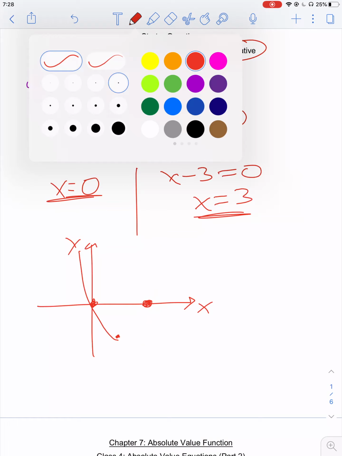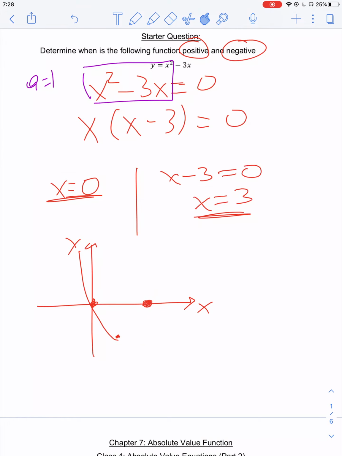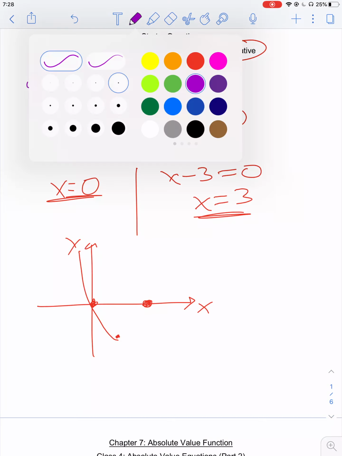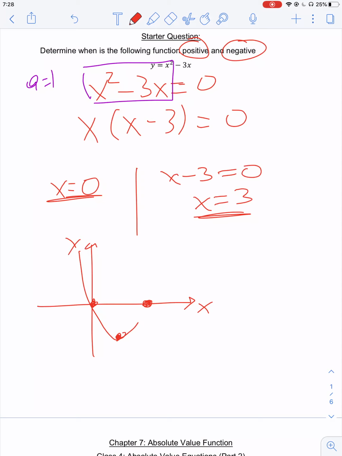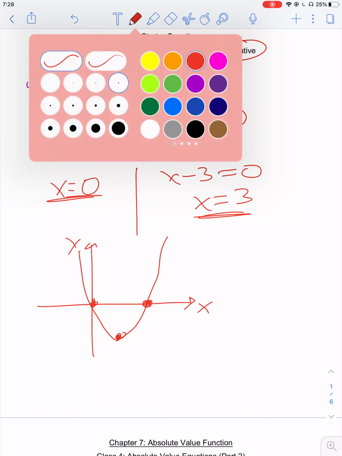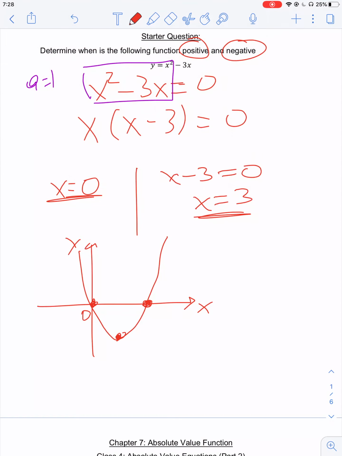So my function is positive here, and it's positive here. But again, I have to give those answers in terms of my x values, okay? So if you want, why don't we put 0, right? The x value here is 0, the x value here is 3. So my function is positive if x is less than 0, right? So for this stuff over here, x has to be less than 0.